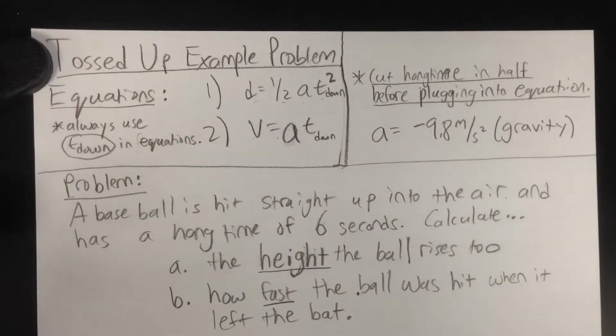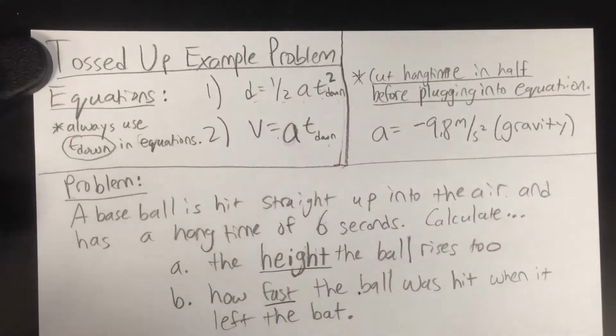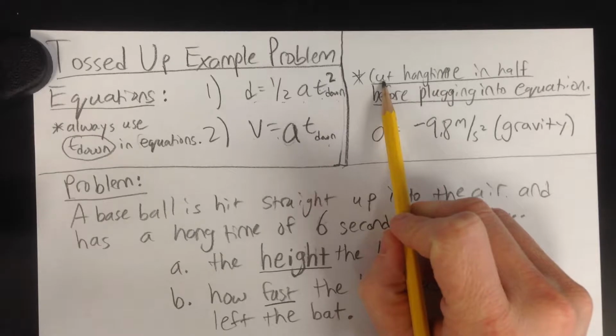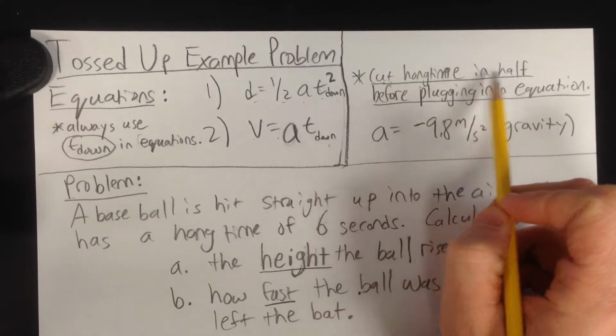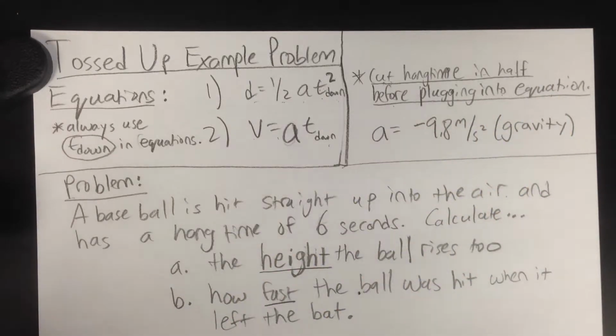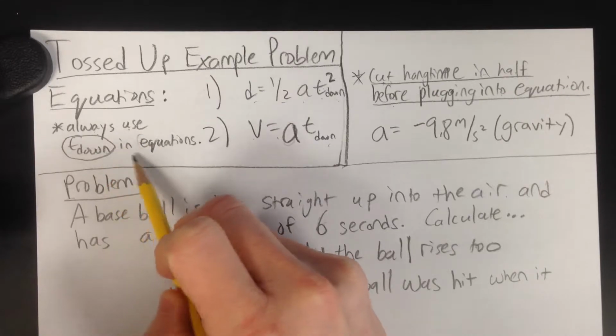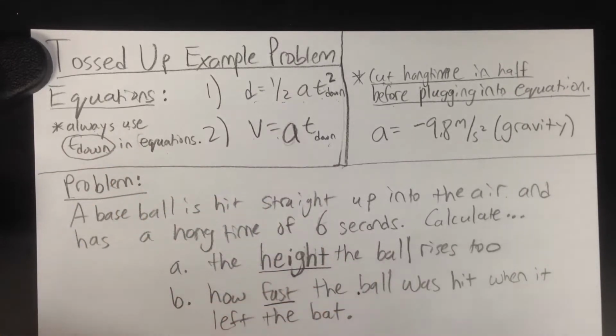The one rule about the equations, and you can see the t says t down in either of them: you're not allowed to plug in the hang time to the equations. In fact, I wrote it here and I want you to write it down: cut hang time in half before plugging into equation. So if you're given a hang time in a problem, you've got to cut it in half before you plug it in. And write this down too: always use t down in equations. So the equations have the time down, which is half of the hang time in it, but they don't have the hang time in it.